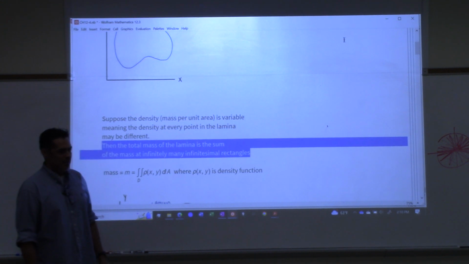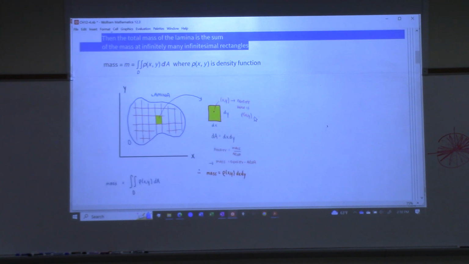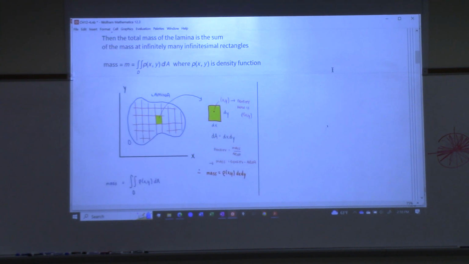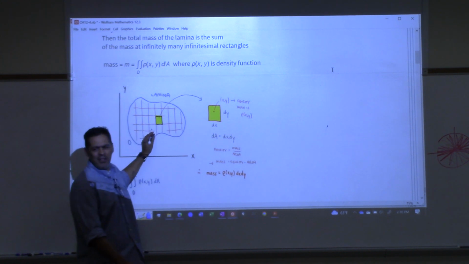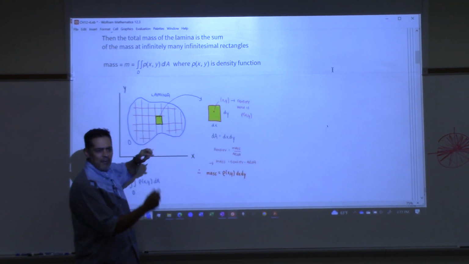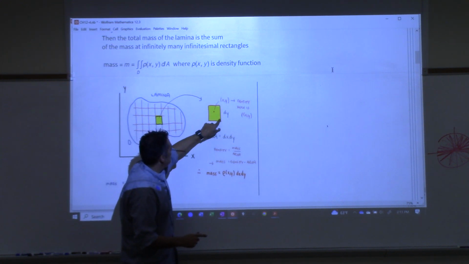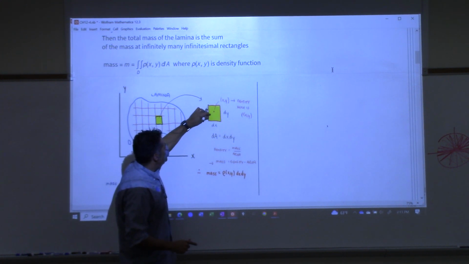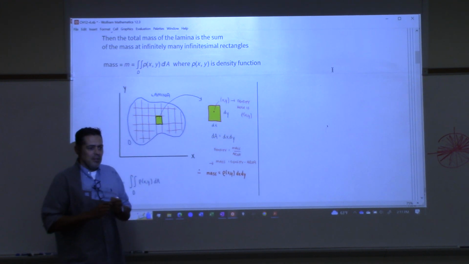Okay, so let me explain this in better terms. Let's go back to that lamina and imagine we take a small little infinitesimal patch. Hey, we've done this before, haven't we? Let's call this side dx, call this side dy. Then that right there is dA. We called that dA in the past. That has a little area to it, right?